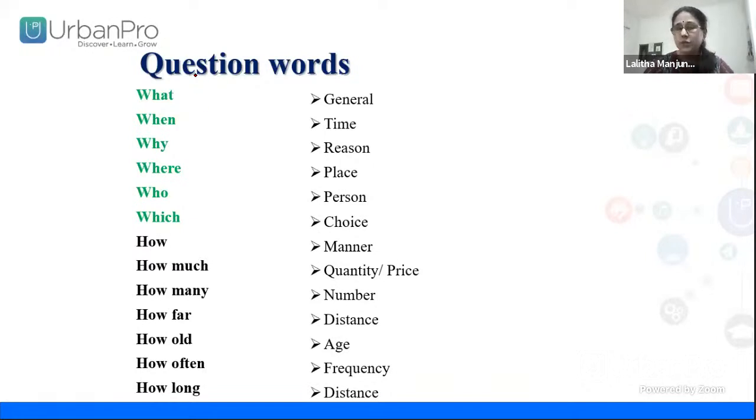I have given you here the question words and why we use these question words. What is used for general information, which is used for choice, etc. I would like you to go through this list and understand when to use what question word.